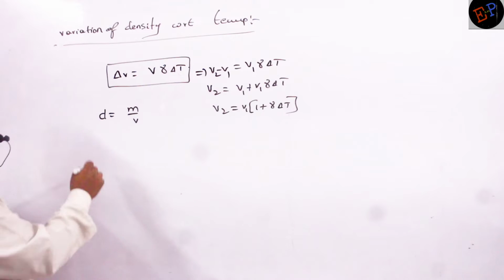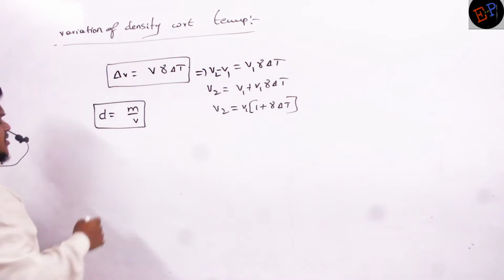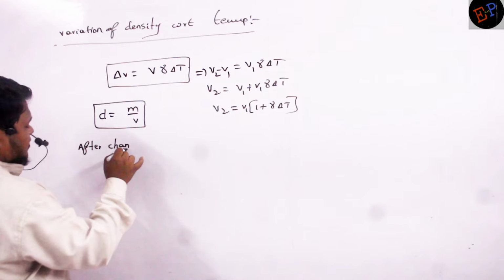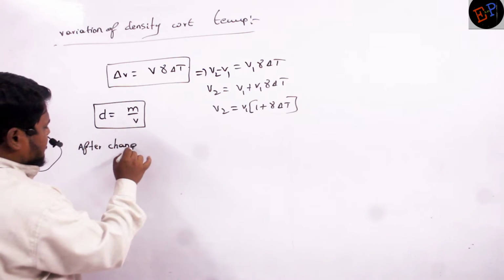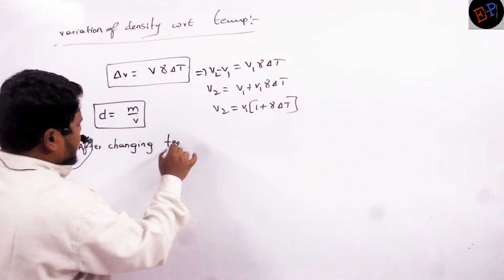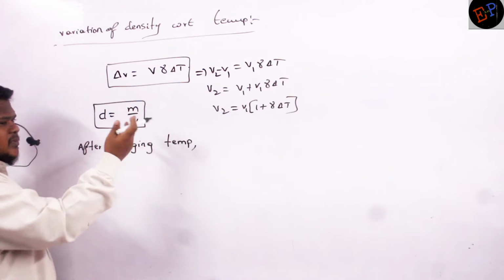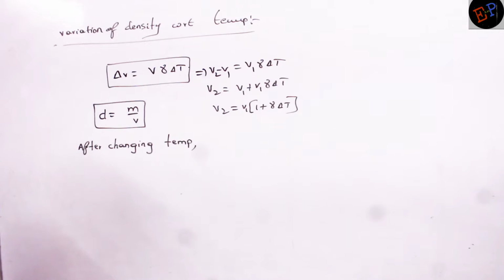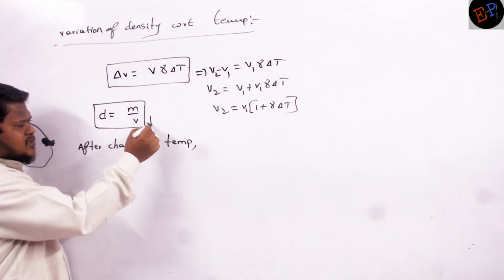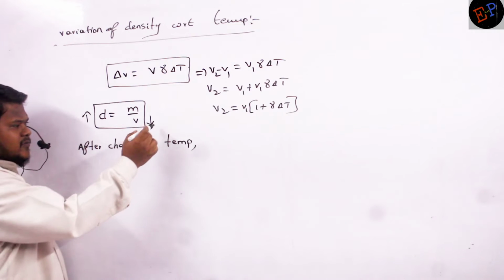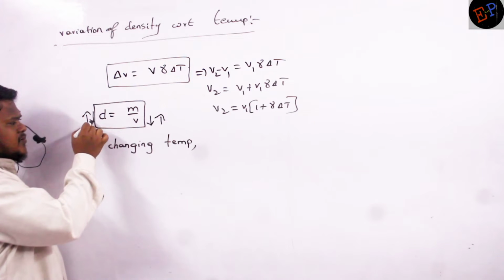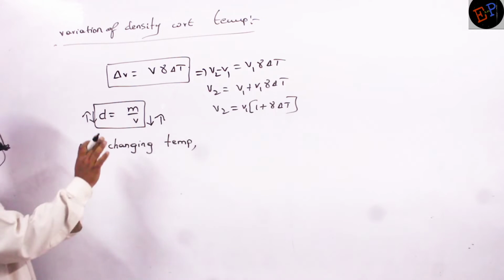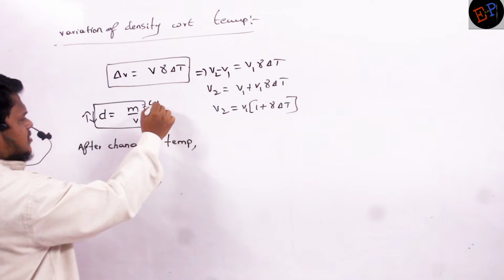So density is equal to mass by volume. This is the initial density. After changing temperature, what happens to volume? Volume changes, but mass remains constant. So density also will change. If volume reduces, density increases. If volume increases, density reduces. This is what will happen. So definitely if volume changes, density also changes because mass is constant.